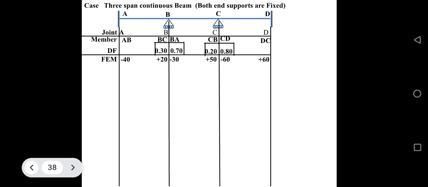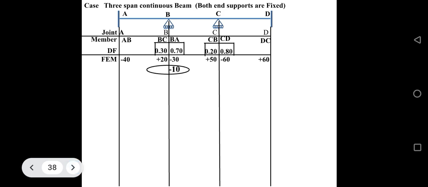We release a joint when the joint is simple. If it is overhang or fixed, we are not going to release it. If it is overhang, then we will directly balance it. If it is fixed, we don't do anything. We will directly go to joints B and C. So I again repeat, when both ends are fixed, your fixed moments are the initial moments. There is no separate step of initial moment. We'll directly go for joint B.